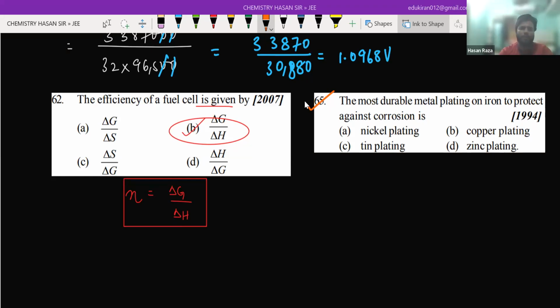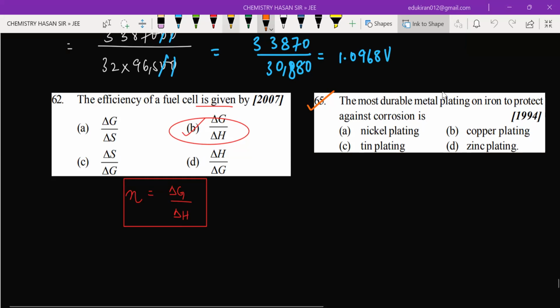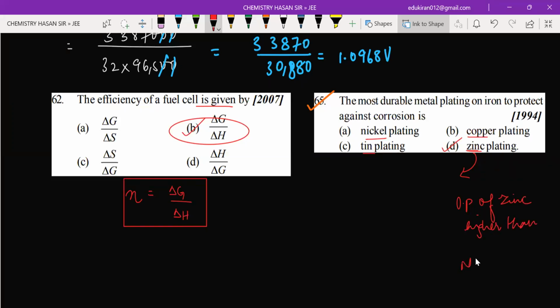I'm going to show you. The answer is basically, all of you have given the correct answer, which is zinc plating. And it is correct because copper plating, tin plating, and nickel plating are not given preference as compared to zinc. Because if you check the oxidation potential of zinc, it is higher than nickel, copper, and tin. We use zinc during the galvanization process. It is the most durable metal against oxygen.